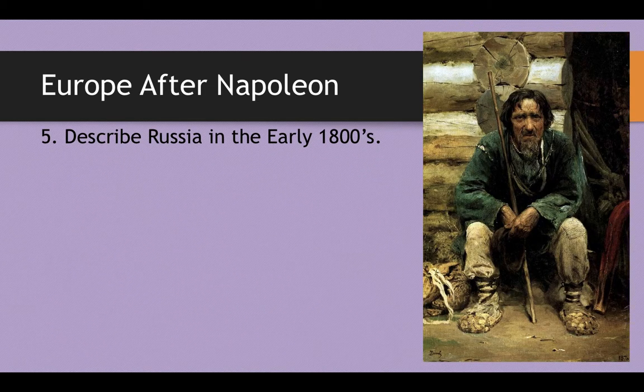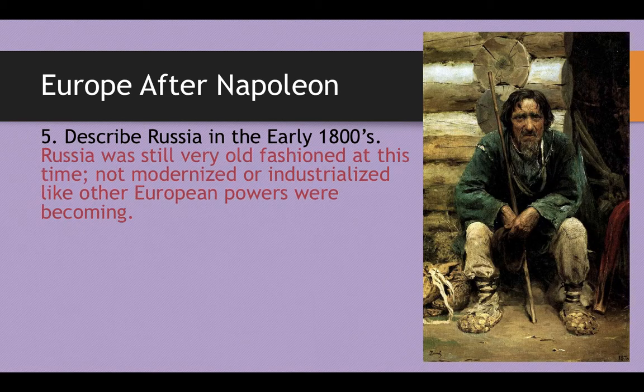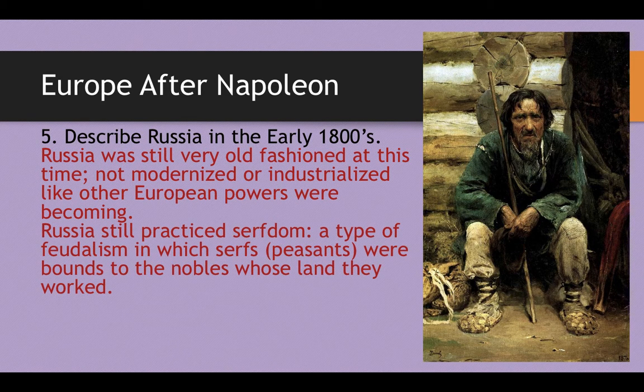Okay, now shifting gears here, going from France to Russia. If we were to describe Russia in the early 1800s, yes, it was at odds with France. It was on the side of Britain and Prussia and Austria because they were fighting Napoleon. But Russia was still very, very old-fashioned at this time. They had not really modernized at all, had not industrialized like other European powers, and they were really kind of falling behind. And Russia still also practiced serfdom.